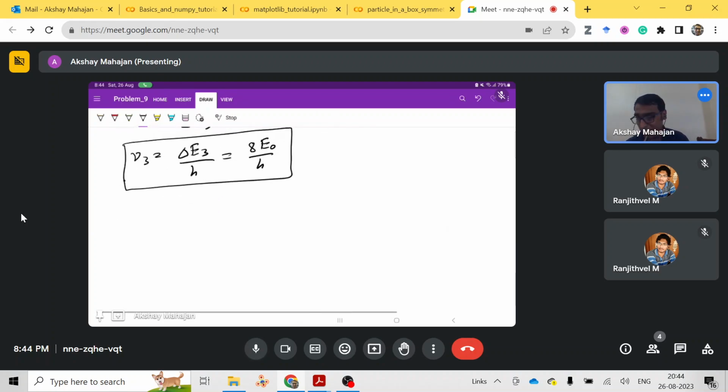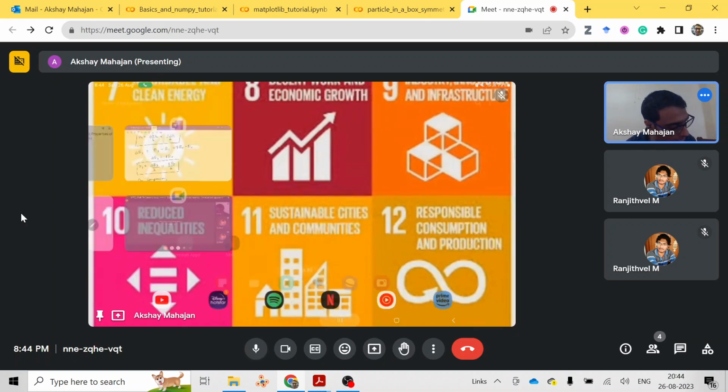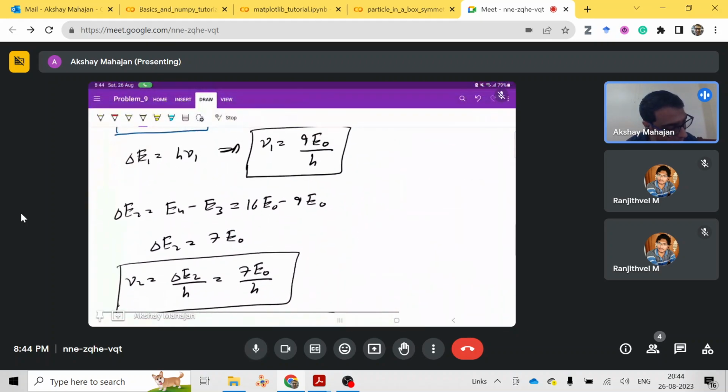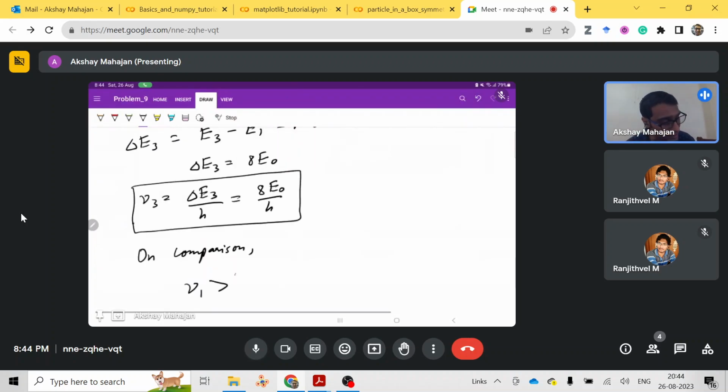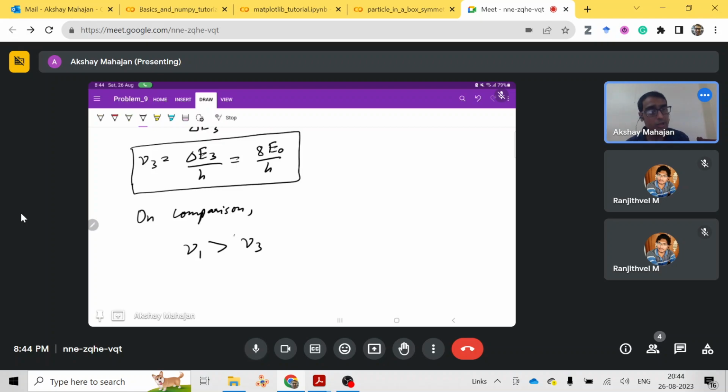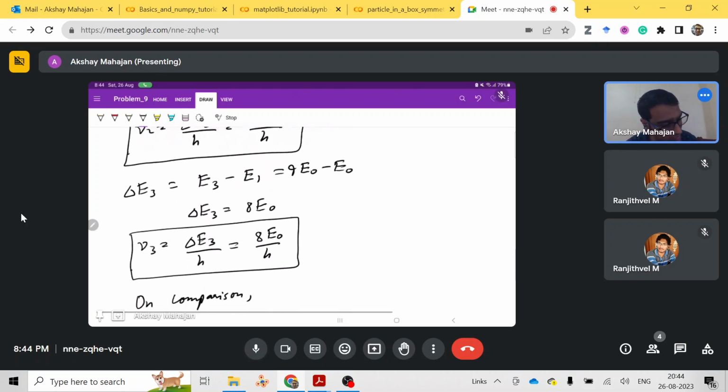So on comparison, we can say that our nu3 is greater than, sorry, my mistake. The maximum value is 9 E0 by h, which is our nu1, which is going from n equals 5 to n equals 4. Then we have 8 E0 by h, which is our nu3, going from n equals 2 to n equals 0. And then we have our nu2, which is 7 E0 by h.